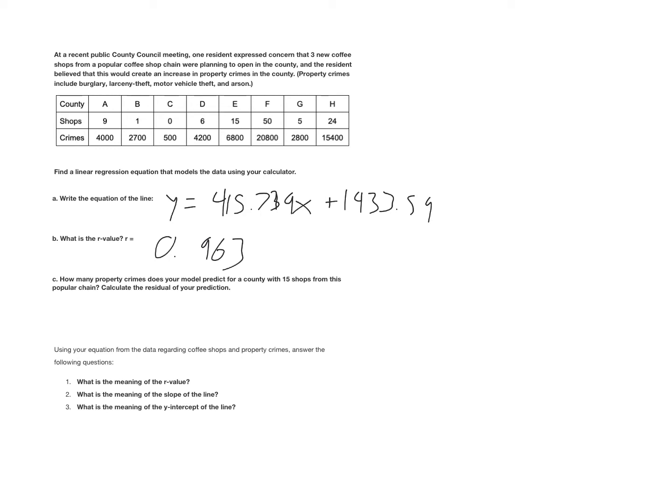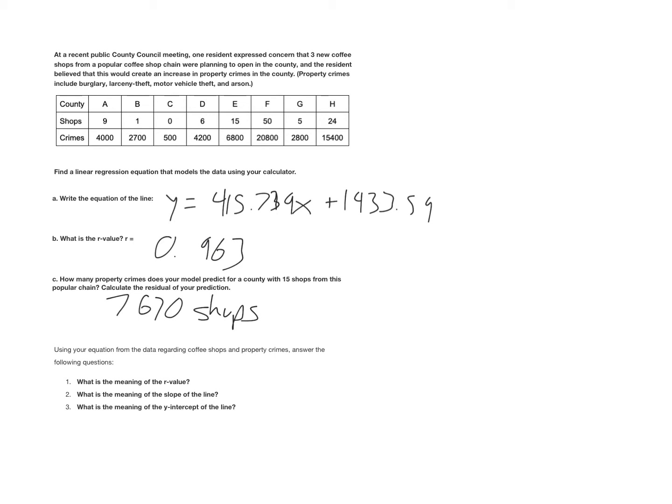Part C, how many property crimes do we predict for a county with 15 shops? All we would do there is, because shops is our x variable, we would just plug in 15 for x, and we would get out a prediction of 7,670 crimes, and our residual is just the difference between what actually happened in the data set and our prediction.